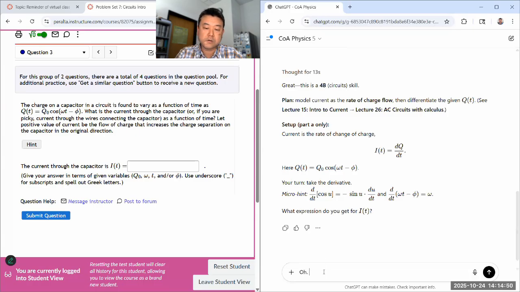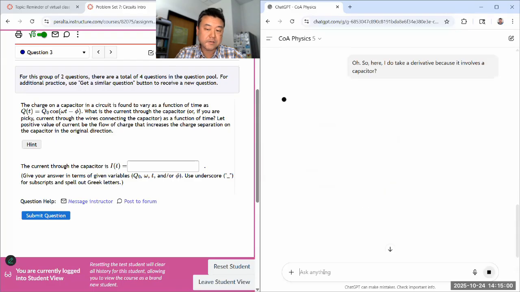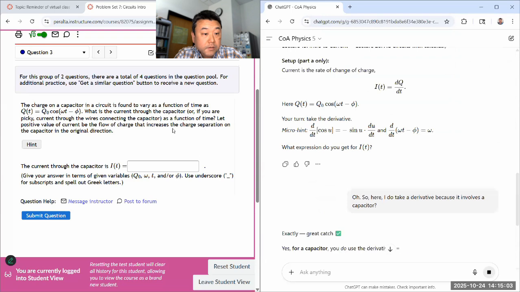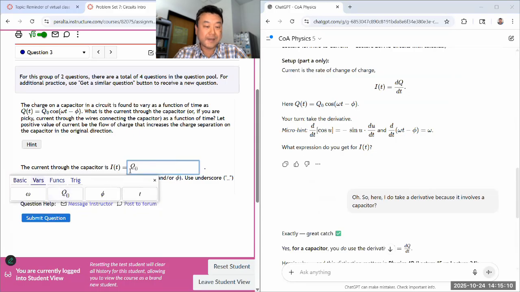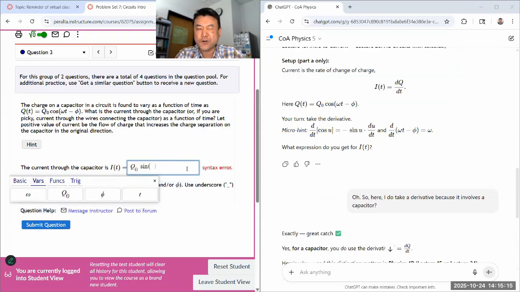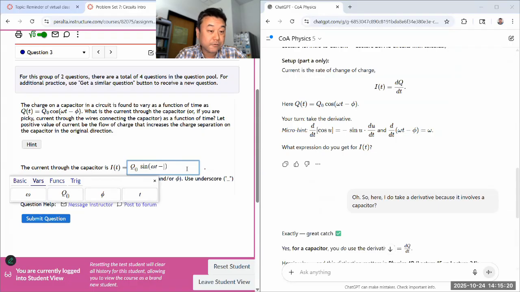So here I do take a derivative because it involves a similar setup, and the answer is yes. When you take the derivative, I can make a mistake. I can make two mistakes. I misremember the formula for the derivative of cosine, so I forget the minus sign, and I forget the chain rule, so I don't multiply by omega.